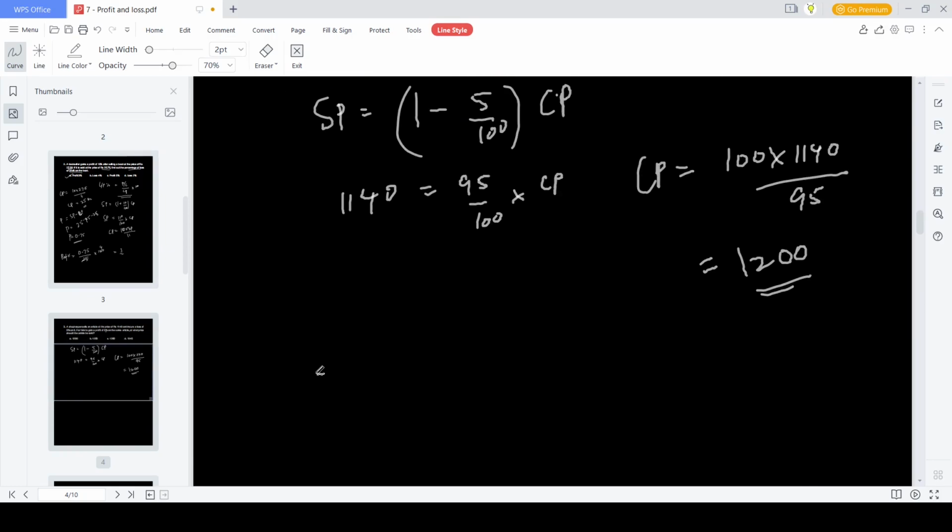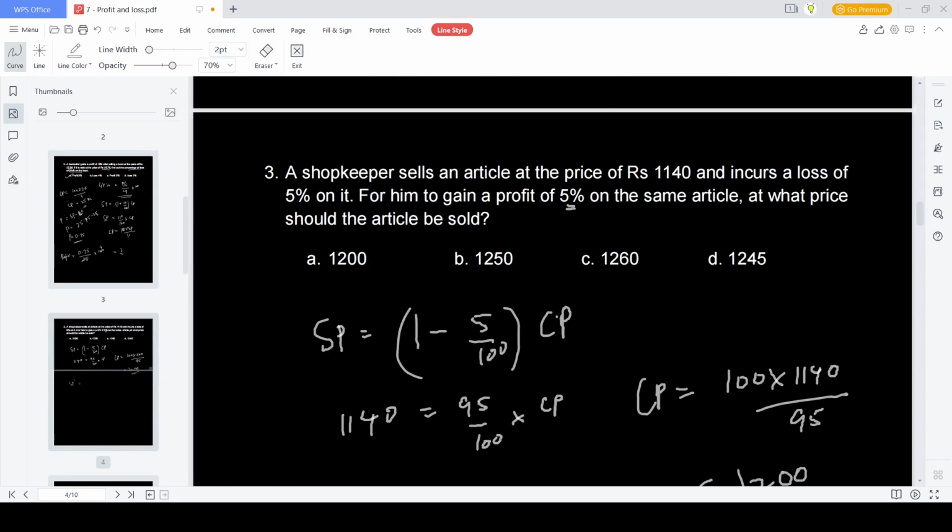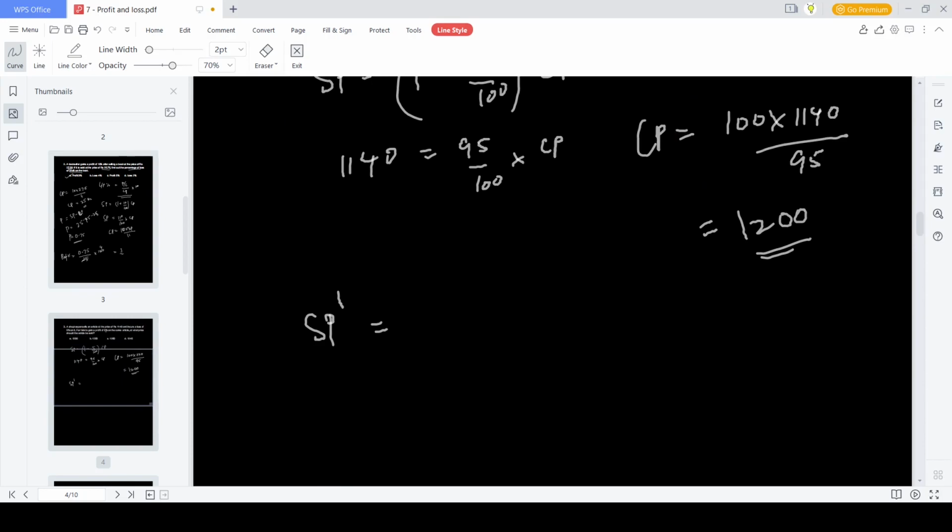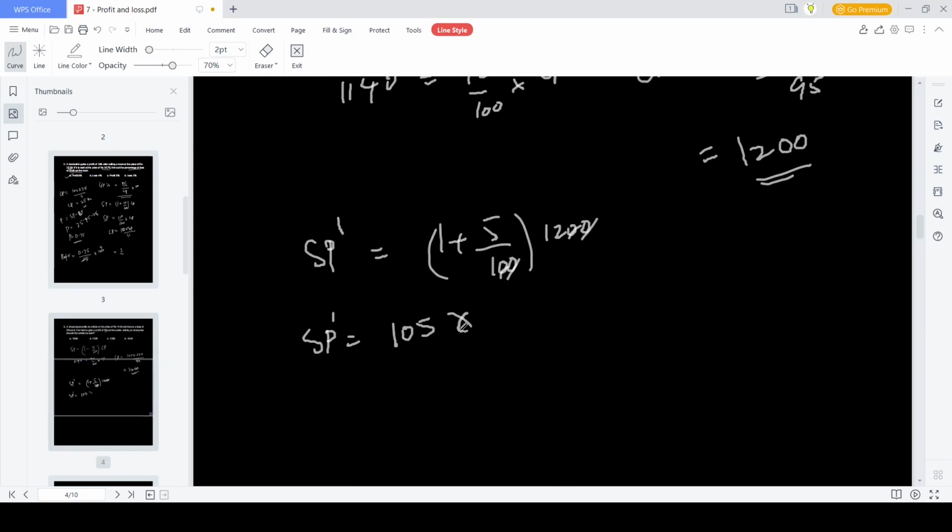Now from here, he needs to find a new selling price where he has to make a profit of 5%. So we write it as 1 plus 5 by 100 into cost price. Cost price came as 1200. We substitute that. These two zeros cancel. Selling price will become now 105 into 12, which is 1260.